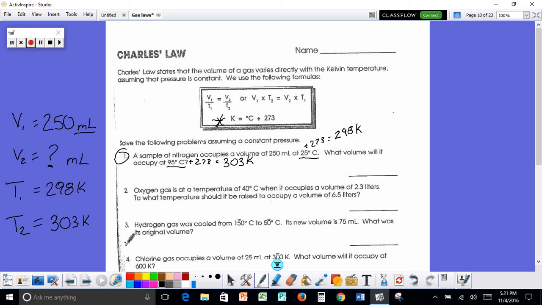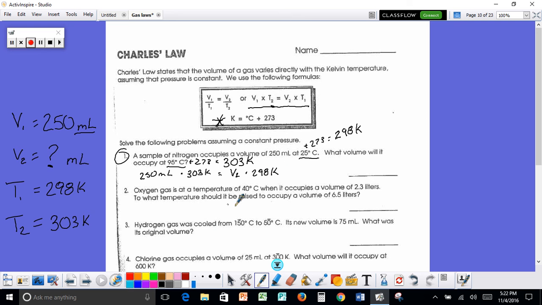Alright, so let's go ahead, plug this in. I am actually going to use this format, plugging it in. It just makes some manipulation of the equation easier. So let's go ahead and fill in our numbers. So V1 is 250 milliliters times, notice that's T2, so 303, equals V2, which is our unknown, times T1, 298 K.